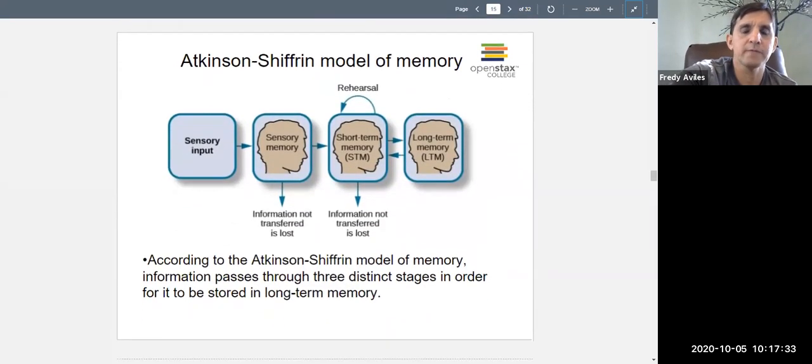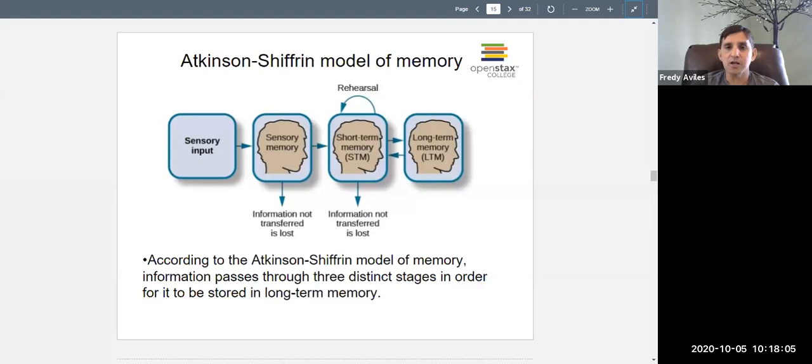Here's a review of the Atkinson-Shiffrin model. We just talked about the Atkinson-Shiffrin model, the theory that explains how memory works. Now you should be able to look at this and understand it. So first, you have sensory input. You see something, you hear something. That becomes part of sensory memory. Okay? Information that's not transferred to the next step will be lost. So if you immediately look away, if you don't think about the information, what you see, what you hear, whatever it is, right, you will immediately forget it within a few seconds.